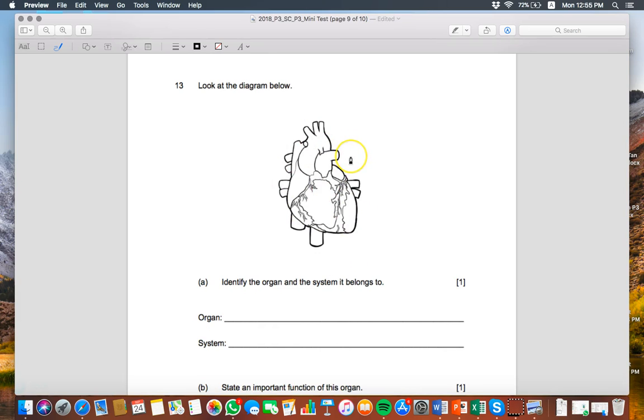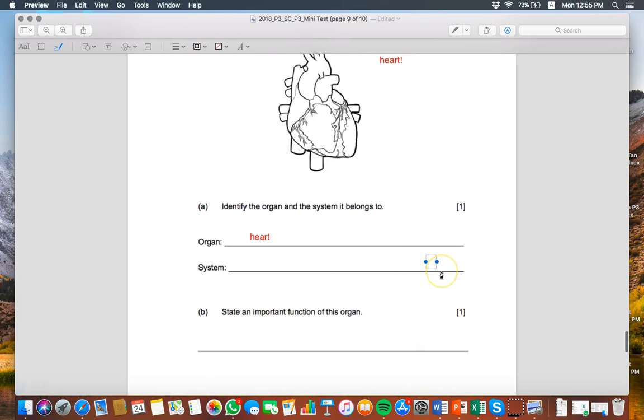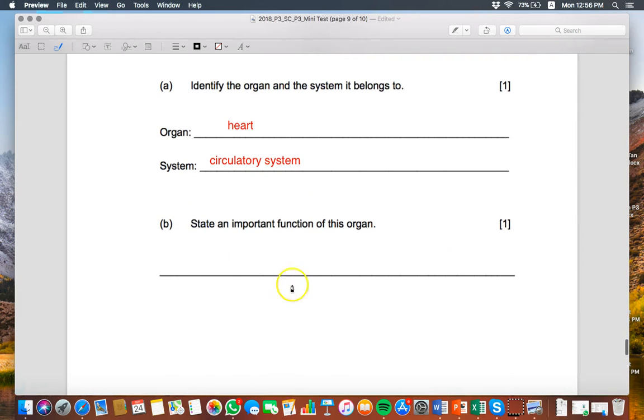Okay, this is your heart. And do you know that the size of your heart is the size of your clenched fist? So if you clench your fist, that's the size of your heart. Aiyo, how can this look like a lung? This is your heart. So organ, heart. System. What system is this? Circulatory system. Wrong spelling. Get it memorized. So heart, circulatory system. Okay, so what is one important function?